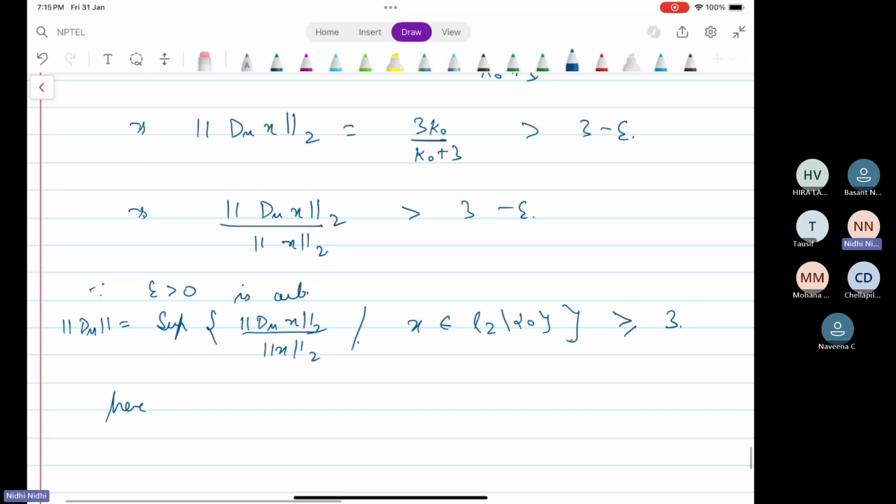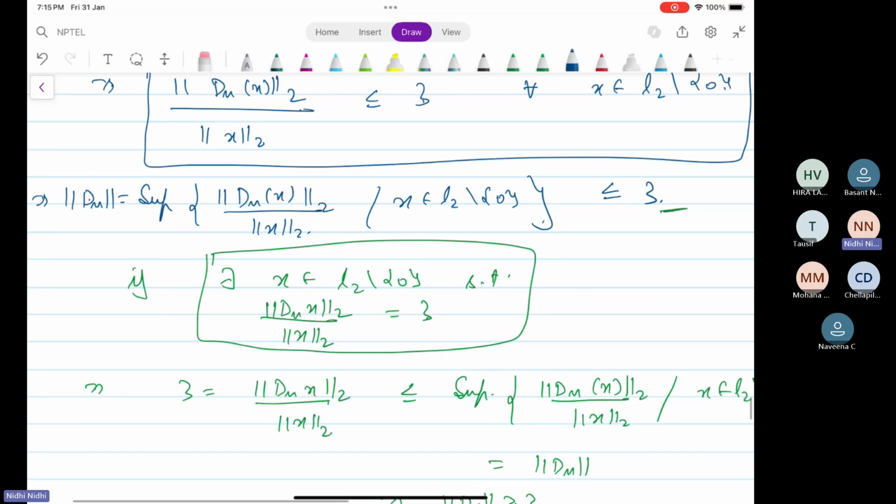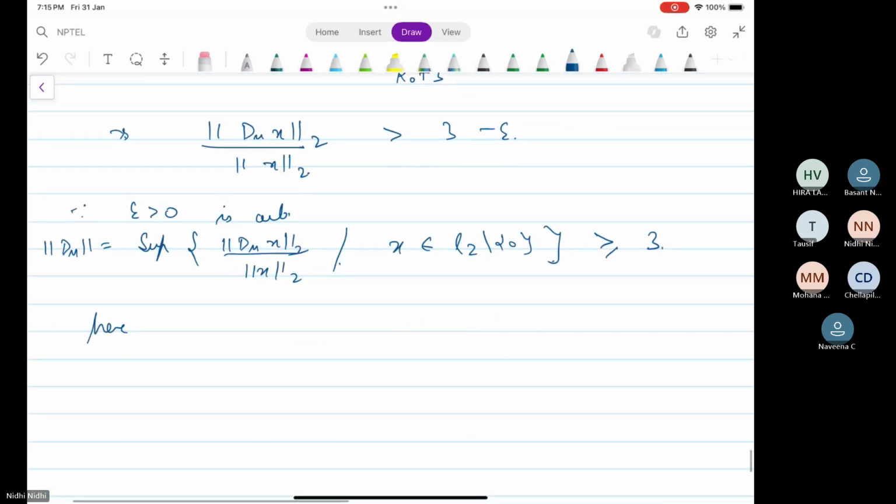Hence, earlier we had shown that norm Du is less than or equal to 3. This was our equation 1. And this is our equation 2. Hence, by first and second, we have norm Du is equal to 3. That is, norm Dw inverse is equal to 3.